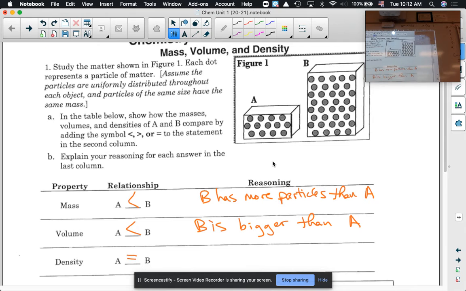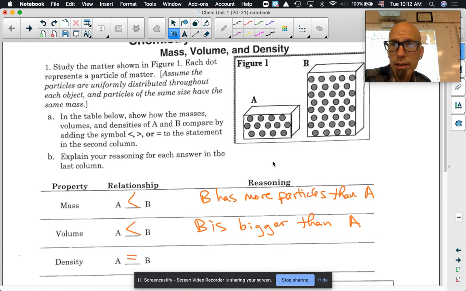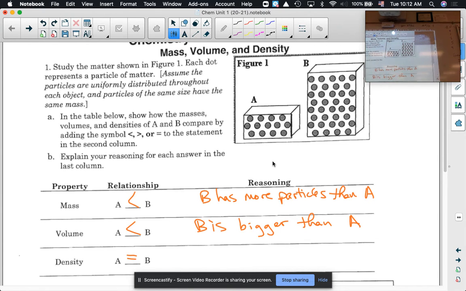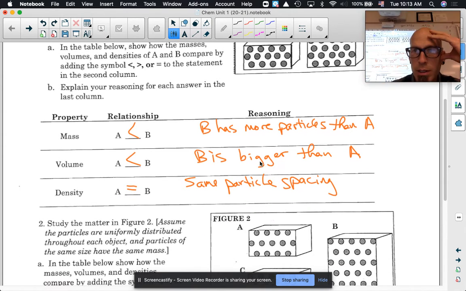equal is what I would say. Equal. Now, how do you describe it? They have the same what? Same particle spacing. Same or equal particle spacing. That's what I would say. All right, the same or equal particle spacing between A and B.